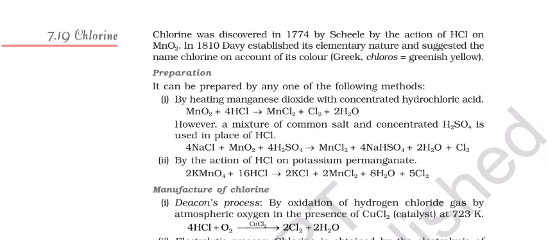Chlorine. Chlorine was discovered in 1774 by Scheele by the action of HCl on MnO2. In 1810, Davy established its elementary nature and suggested the name chlorine on account of its color. Preparation. It can be prepared by any one of the following methods: by heating manganese dioxide with concentrated hydrochloric acid. However, a mixture of common salt and concentrated H2SO4 is used in place of HCl. By the action of HCl on potassium permanganate. Manufacture of chlorine.